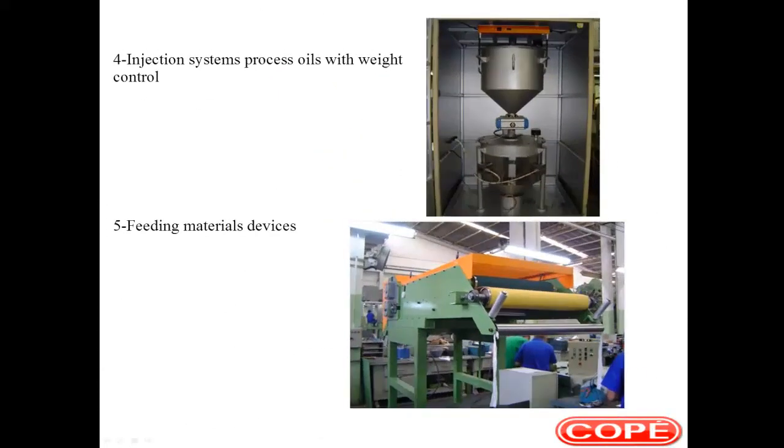An important device that we use in the mixers is the oil injection. In this case, the oil injection is weight controlled. Also very important, we have a feeding materials device for the first master batch.